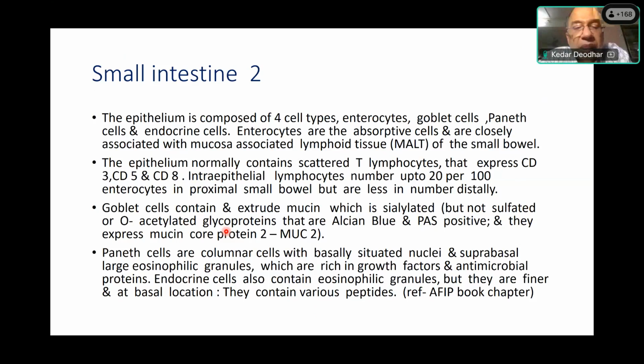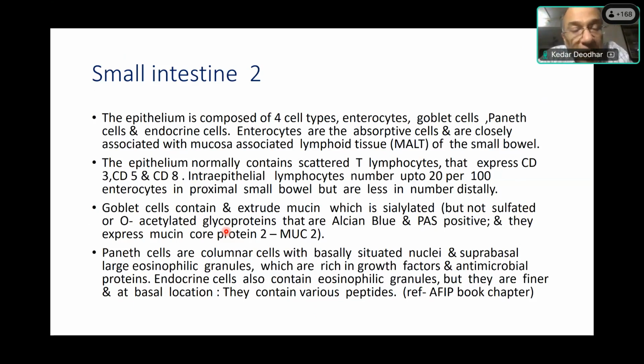So goblet cells contain mucin, and as we discussed earlier, they are the ones which contain sialomucin, and these are the ones which are Hessian blue positive. They also express mucin core protein 2, and this is where we use the MUC2 immunohistochemistry antibody.